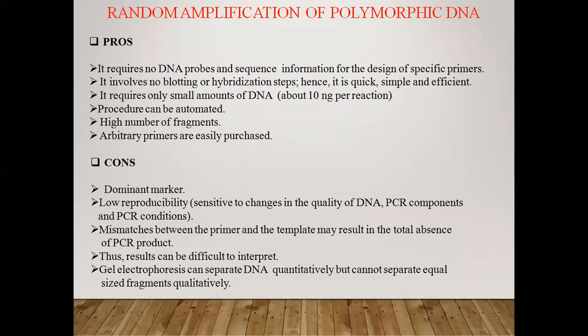Then the procedure can be automated and a high number of fragments are generated. Arbitrary primers are easily purchased. The con is that it's a dominant marker, so it can't distinguish between homozygous and heterozygous individuals. It has low reproducibility, and mismatches between the primer and the template may result in total absence of the PCR product. So it's difficult to interpret sometimes.